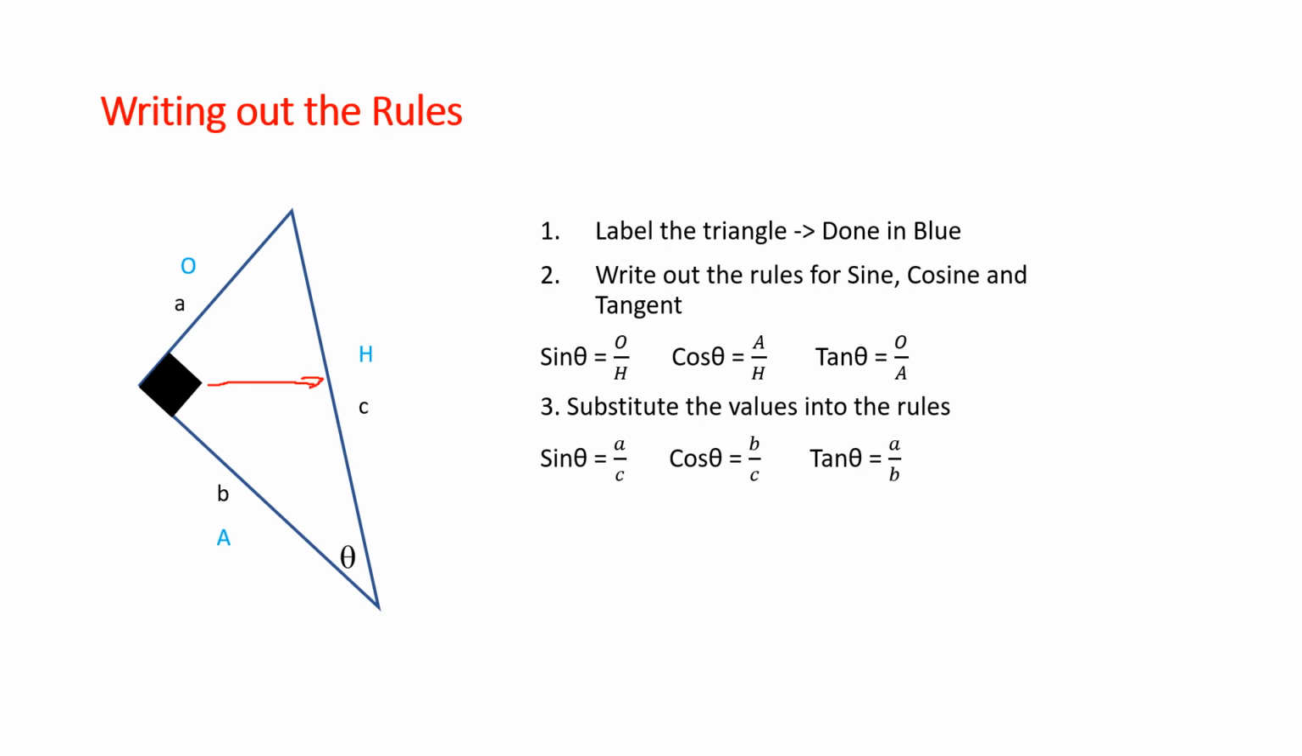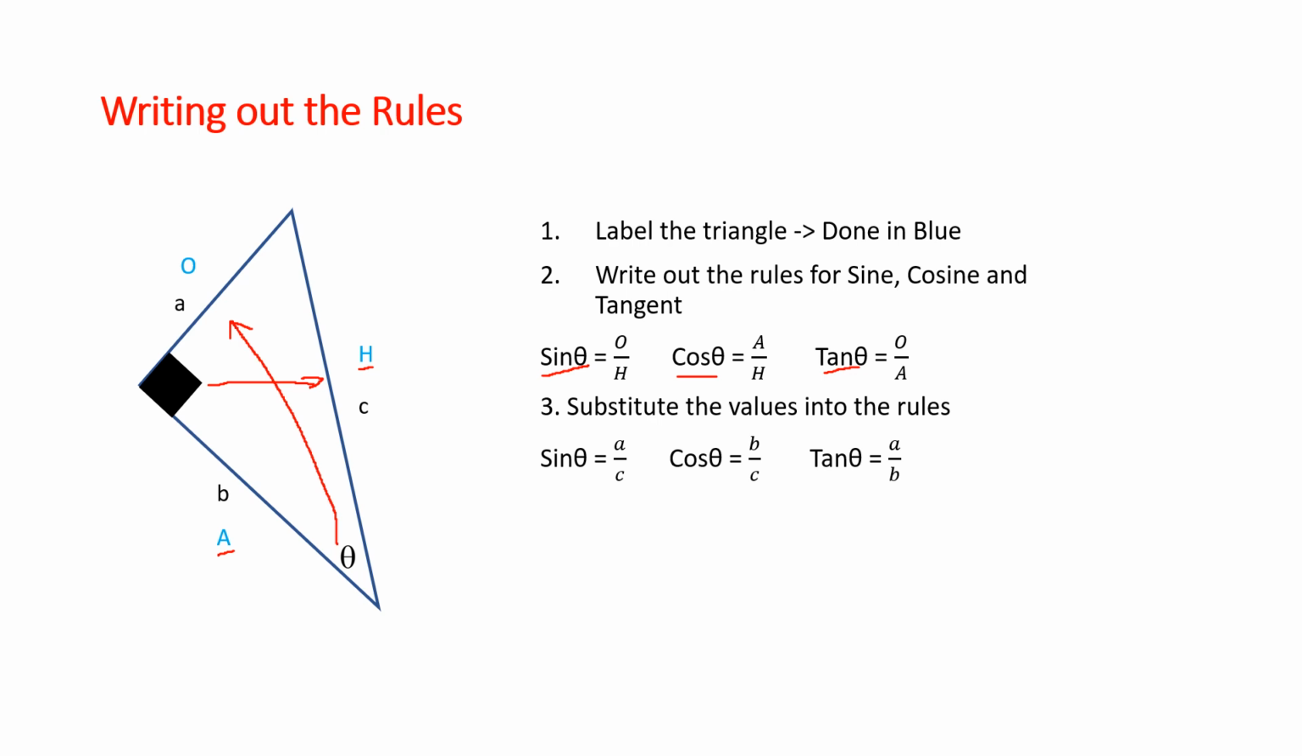opposite the right angle is our hypotenuse. Then we go, here's our theta. So if we draw a line to the opposite side, that is our opposite side. Whatever's left here is our adjacent value. Step 2, we've got to write out our actual rules for sine, cosine, and tangent. So I've written out sine theta is equal to opposite over hypotenuse. Cos theta is A over H, adjacent over hypotenuse. And tan theta is O over A, which is opposite over adjacent.